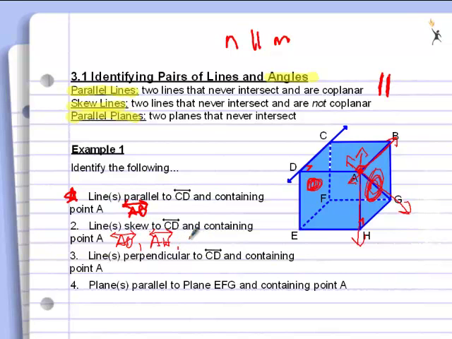And we have AG that are all skew to line CD and contain point A. And again, skew means they will not intersect, which is like being parallel, but they cannot be in the same plane.